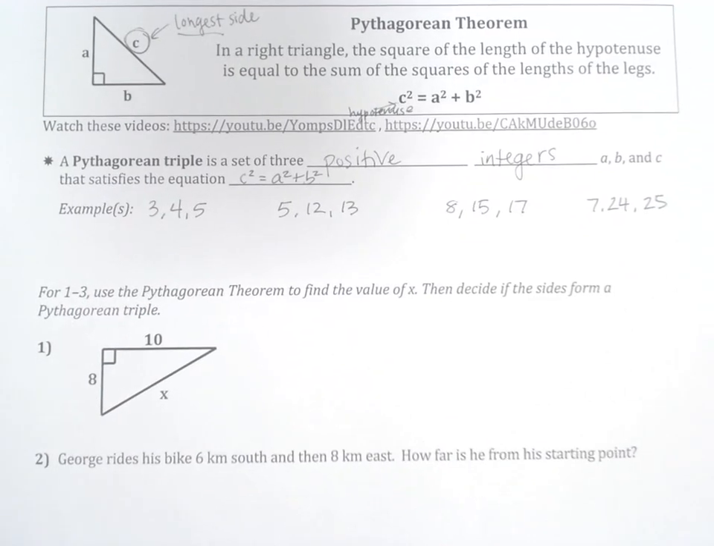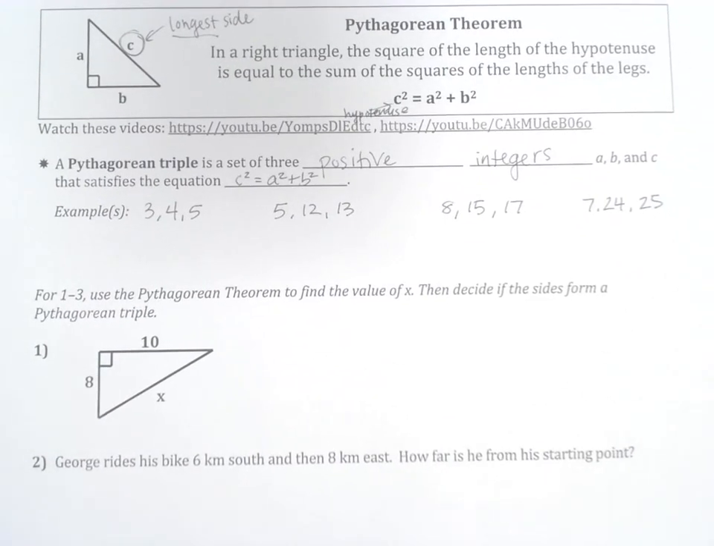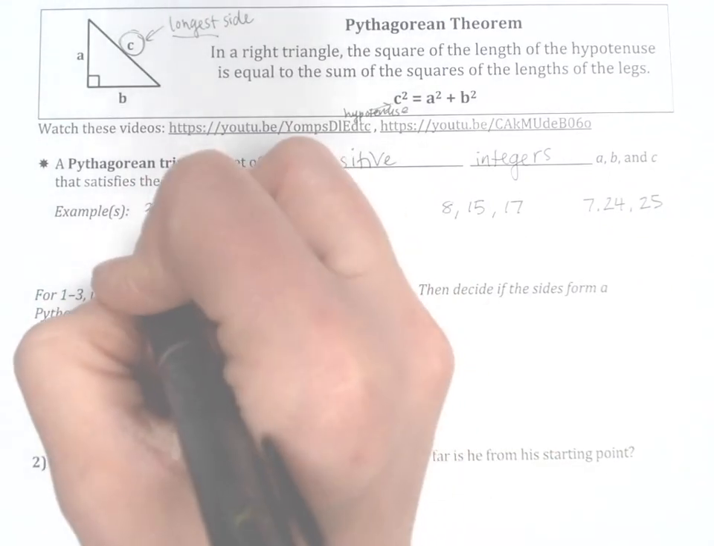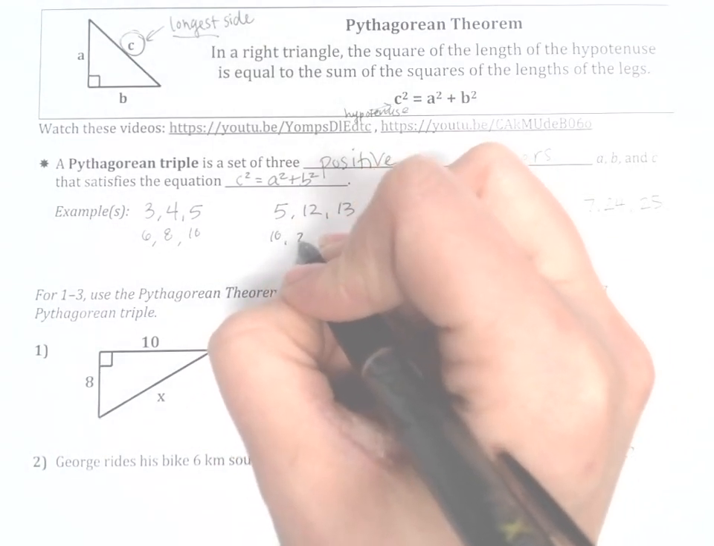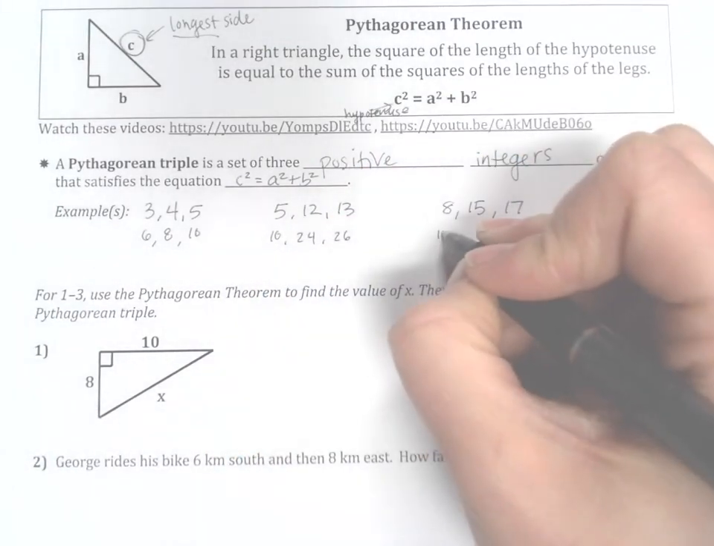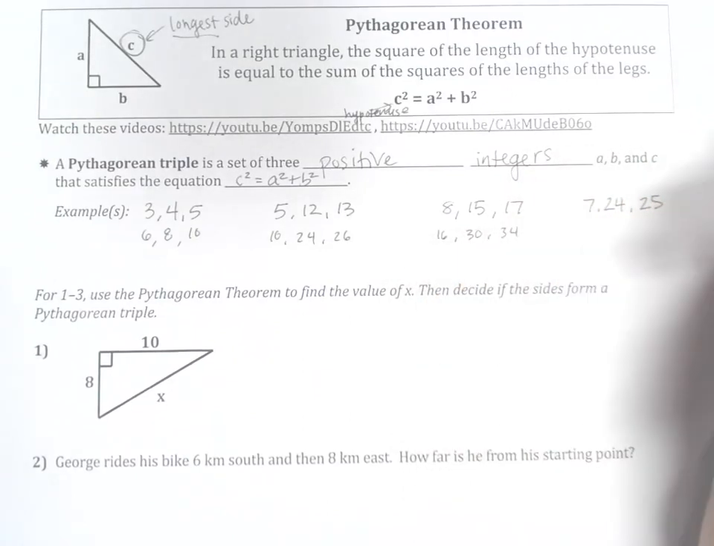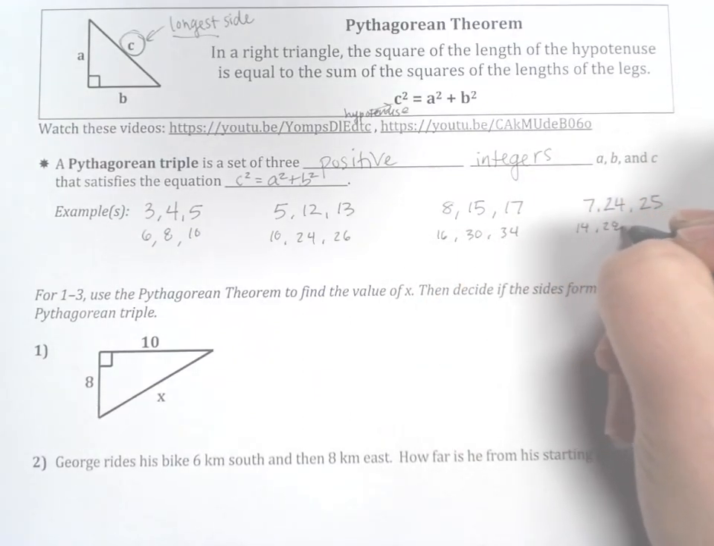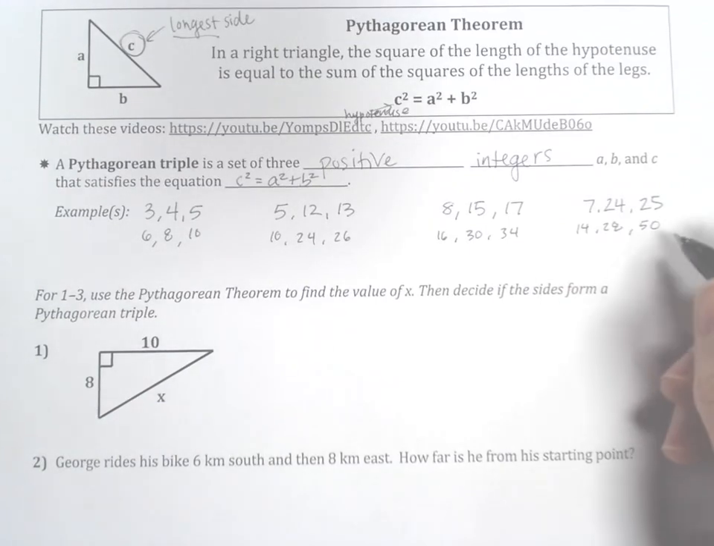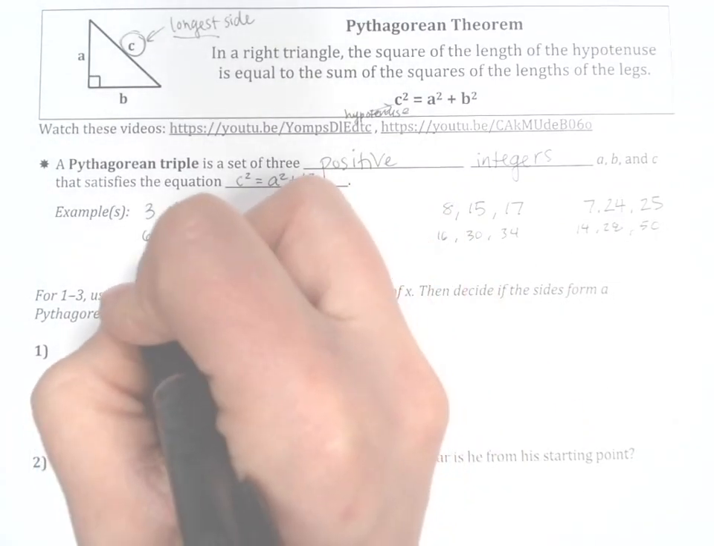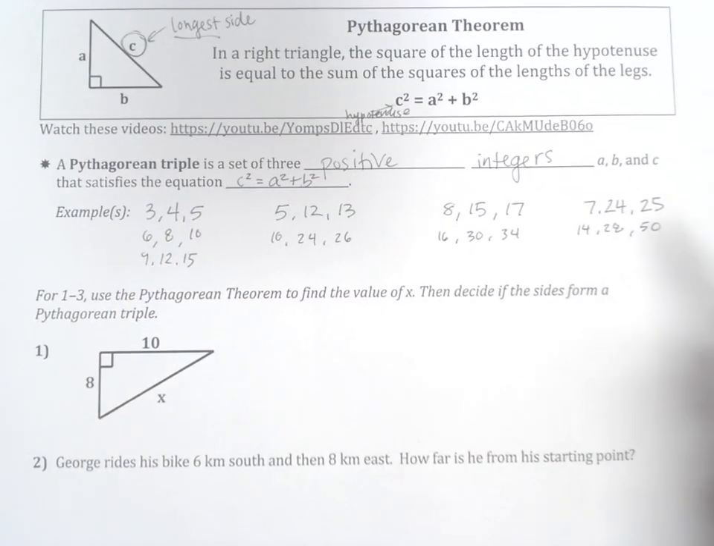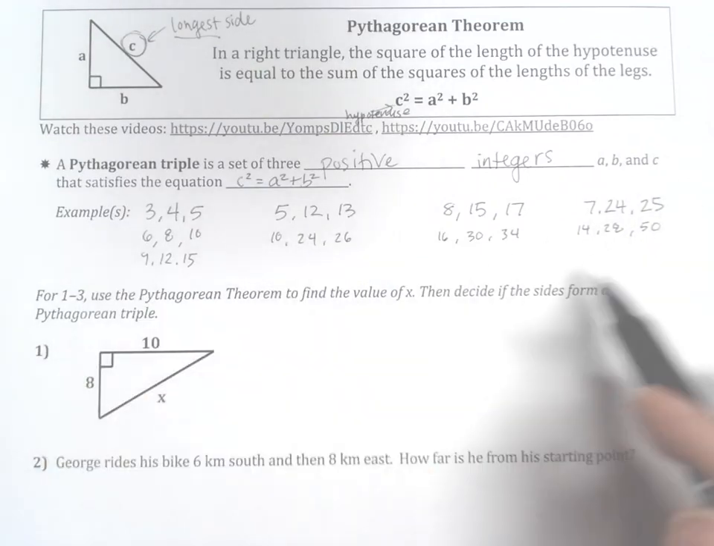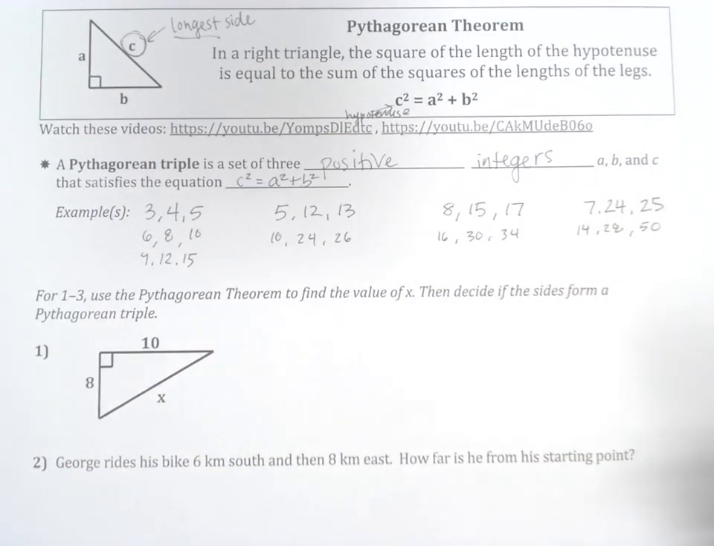These are the most common ones, but any multiple of these would also be a Pythagorean triple. So if you were to multiply all of those by 2, 6, 8, and 10 would be sides of a right triangle as well, or 10, 24, 26, 16, 30, 34, 14, 28, 50. All of these would also be Pythagorean triples. Or if you were to multiply these by 3, 9, 12, 15, that's still a Pythagorean triple. There are other higher ones that aren't just multiples of these original lower 4, but these are the most common, and usually it's going to be these or some multiple of these.